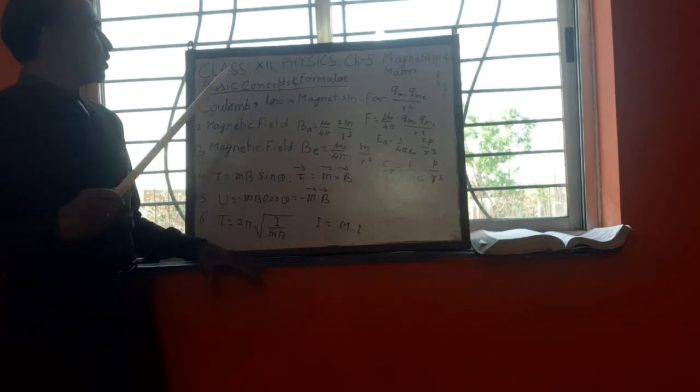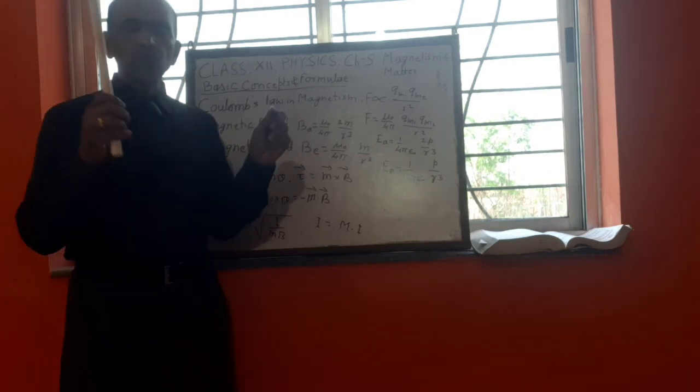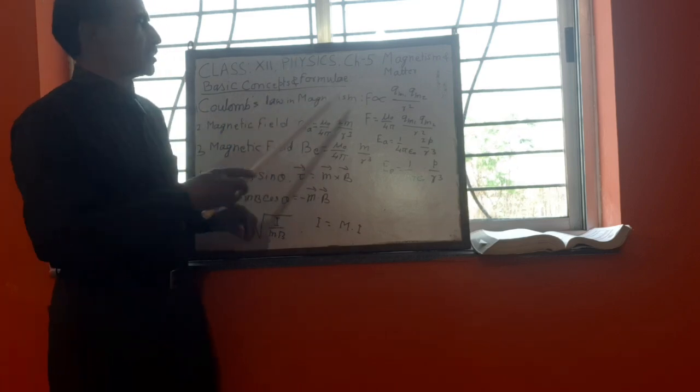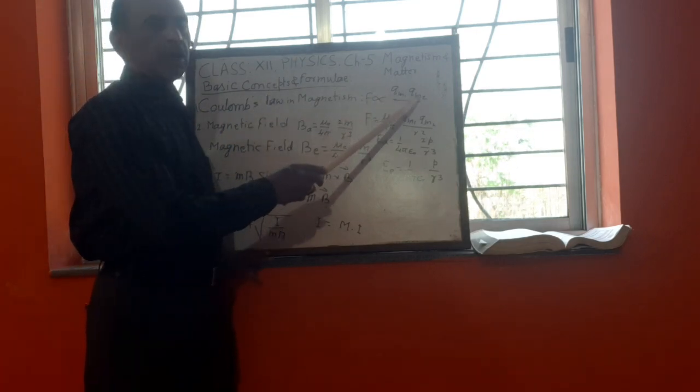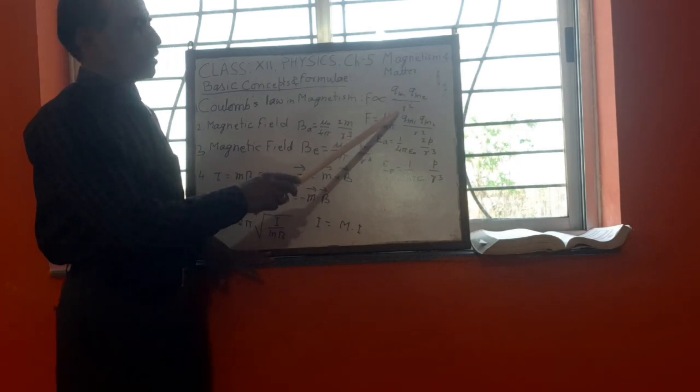In the same way, Coulomb has given Coulomb's law in magnetism also. There are two magnets, two pole strengths, say Qm1 and Qm2, and the distance between them is R.